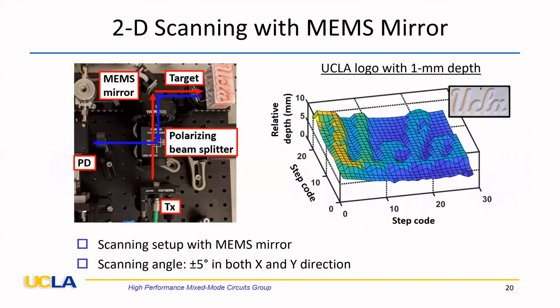We also demonstrate the second optic setup with a MEMS mirror. A polarizing beam splitter is inserted between the transmitter, the MEMS mirror, and the photodetector. It improves the isolation of the transmitter and the receiver. We tilt the MEMS mirror to do the scanning. The scanning angle is plus and minus 5 degrees in both the X and Y direction. The scanned result is shown here, which is a UCLA logo with 1 millimeter depth.